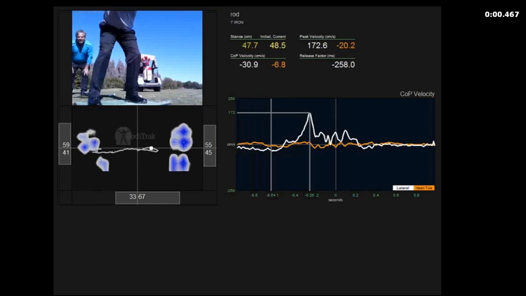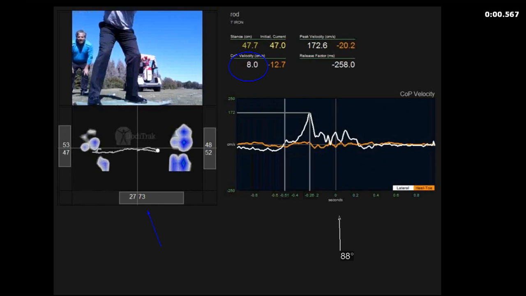And just so that you know, we measure the center of pressure moving in a lateral direction as well as toe to heel. So there's a minus there, and the minus means it's going to the trail side. Still minus. Now it's in the position to move forward, and at transition we'll just put a line there so it makes it easier to see. At transition, Rod has 73% of his weight on his trail side.